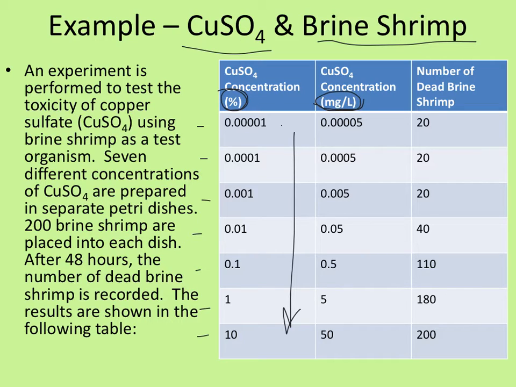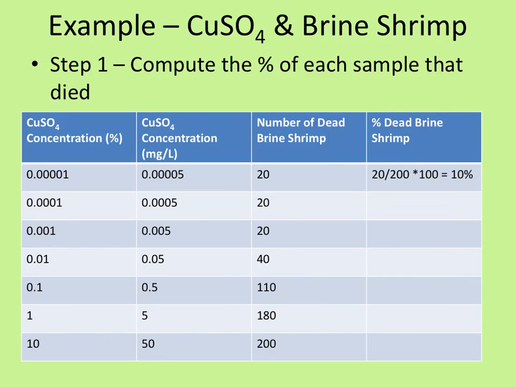And then all you do is you set up these 7 dishes, each with their own separate concentration, and you watch. And it says after 48 hours, we measured how many died, and here's the information that died. How many shrimp were in each dish? 200. So 20 out of 200 died in this one, 20 out of 200 died in this one, and so on. So that was your problem, so let's show you how to solve it.